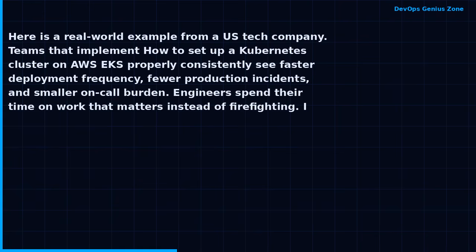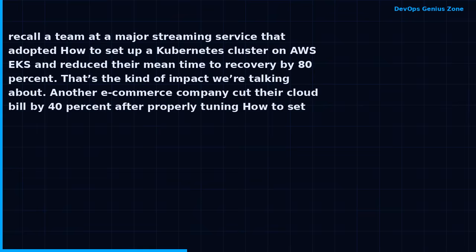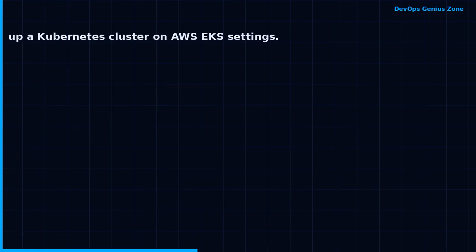Here is a real-world example from a US tech company. Teams that implement how to set up a Kubernetes cluster on AWS EKS properly consistently see faster deployment frequency, fewer production incidents, and smaller on-call burden. Engineers spend their time on work that matters instead of firefighting. I recall a team at a major streaming service that adopted how to set up a Kubernetes cluster on AWS EKS and reduced their mean time to recovery by 80%. That's the kind of impact we're talking about.